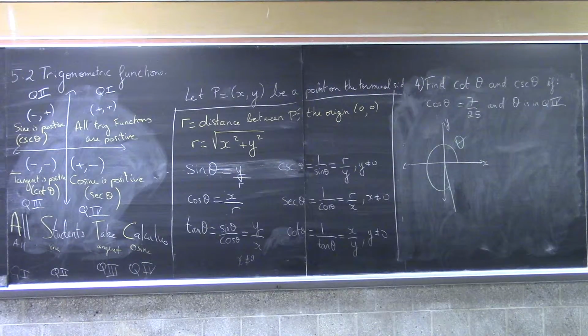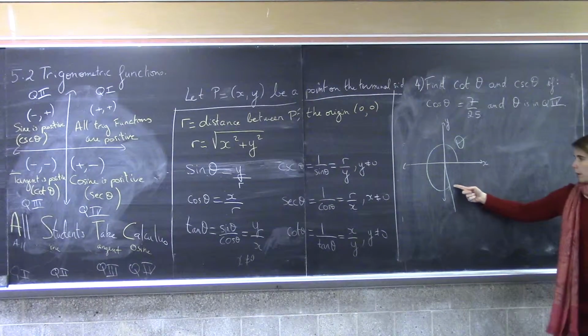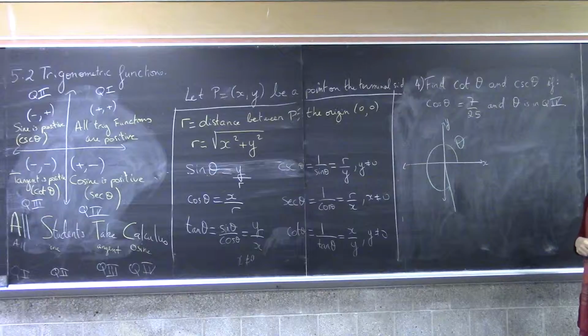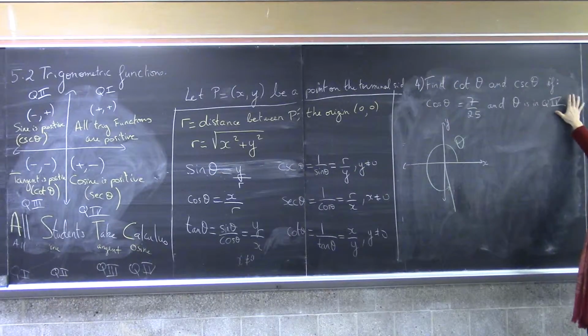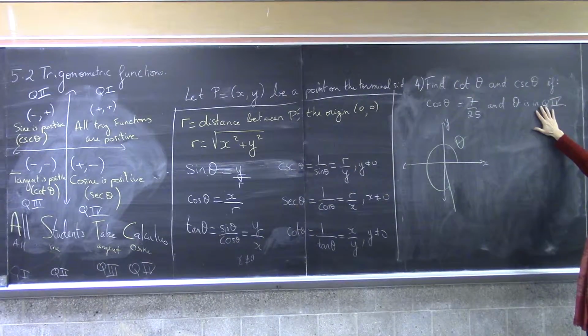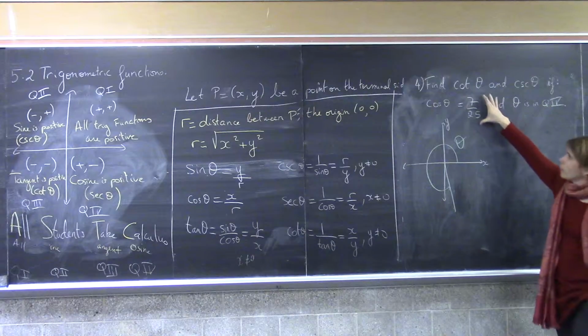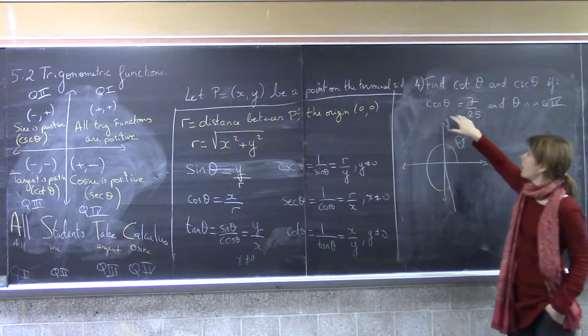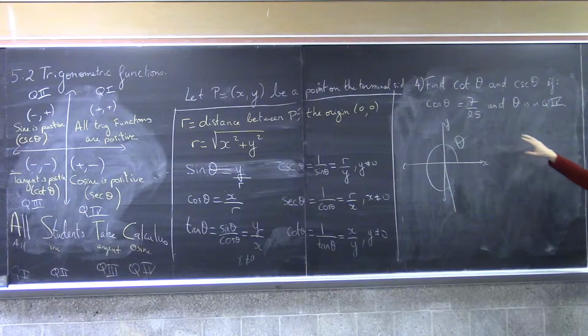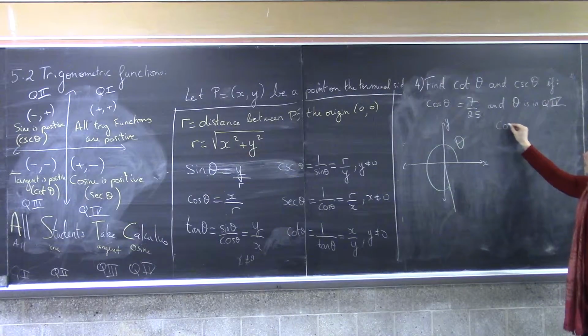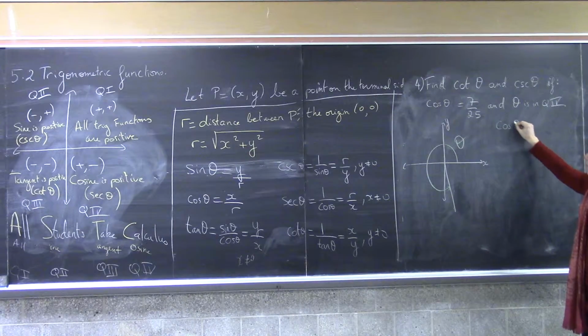So again, what's important is to be able to find a point that lies on the terminal side. So we already took care of the fact that the terminal side lies in quadrant 4. We have to take care of the fact that the value of the cosine of that angle is 7 over 25. So remember here, cosine is defined as x over r, right?